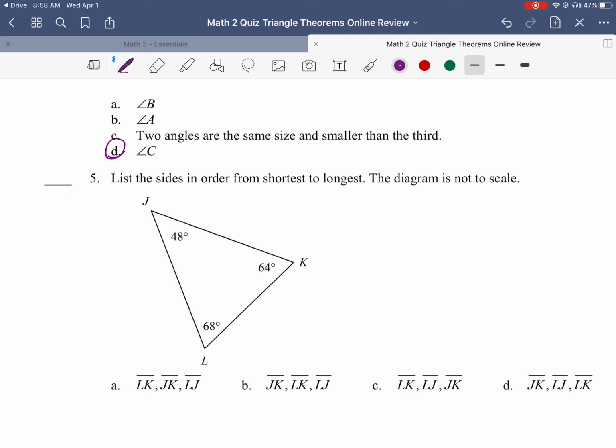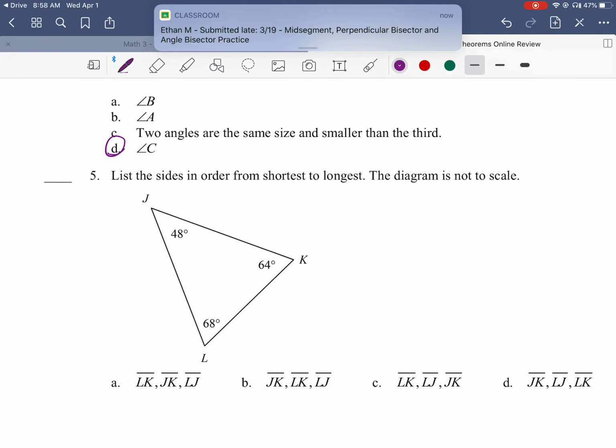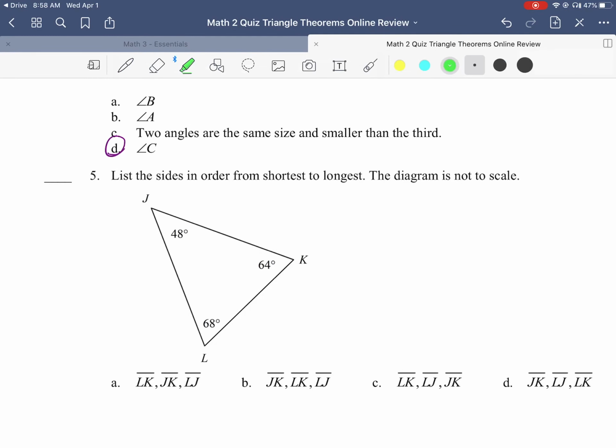Okay. List the sides in order from shortest to longest. So my shortest side is across from my smallest angle. That is my smallest angle. So across from it is LK. LK will be my shortest, which means B and D are not correct.